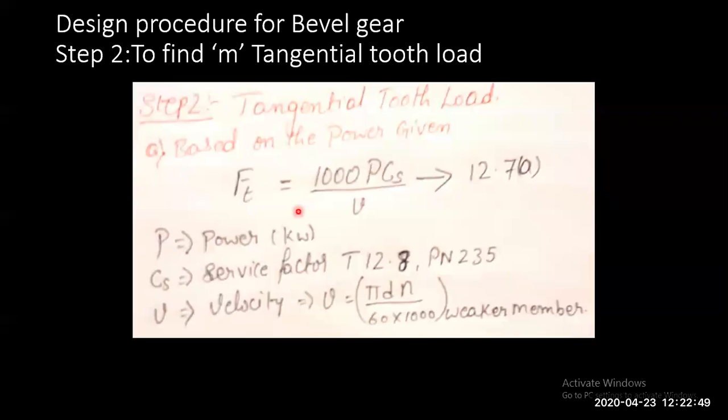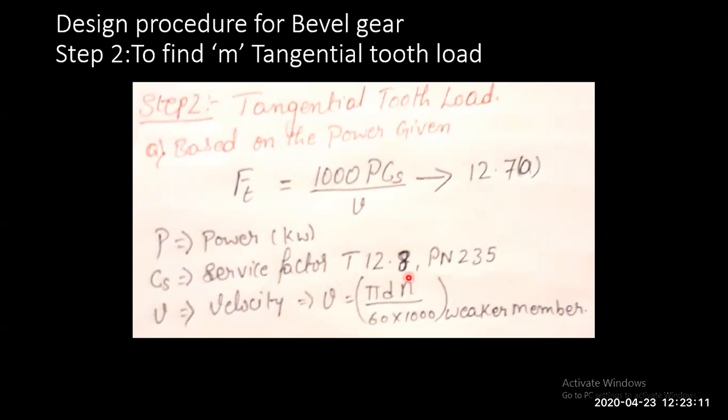The generalized equation for tooth load is given in terms of power P into CS by V. The velocity formula is not there in the data handbook, so you just have to memorize this. I hope you have it by now. And for this, we use the parameters D and N for the weaker member.